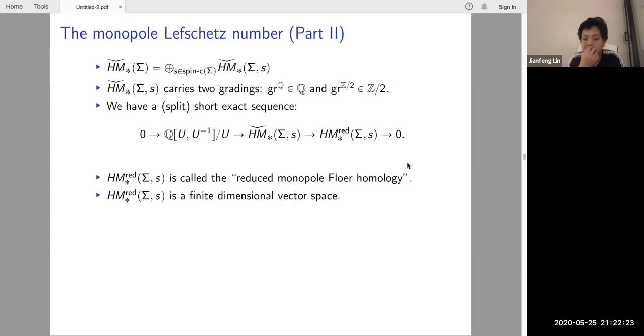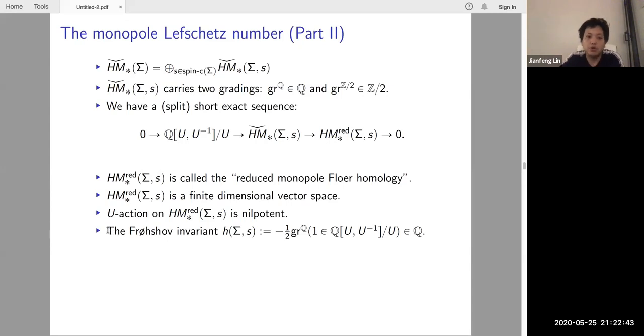Okay. This is a finite dimensional vector space, unlike this. Unlike HM-bar, HM red is a finite dimensional vector space, and the U action on the reduced monopole Floer homology is nilpotent. Okay. And we also recall that the Floer invariant, which is a rational number, is defined as negative half of the rational grading of the bottom term in this tower part.